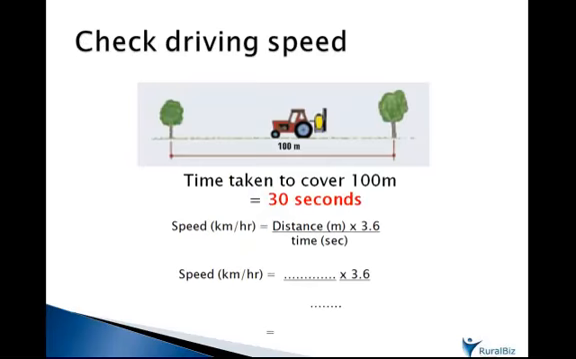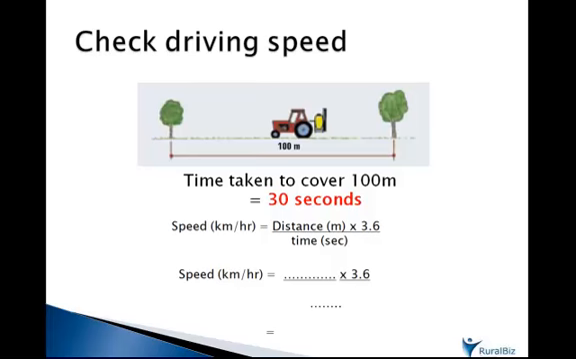The next measurement we need to take is speed. One way of calculating speed, if you are not able to read it directly from your application equipment, is to measure a distance of 100 metres. Measure how long it takes to drive the 100 metres at normal operating speed with the sprayer attached and half full. In our example, this took 30 seconds.